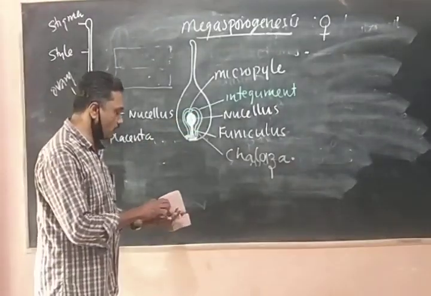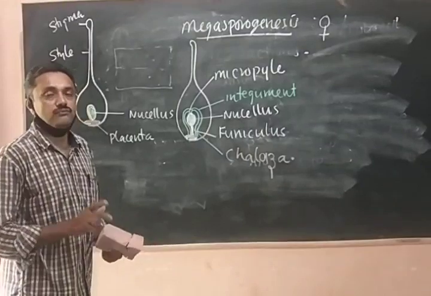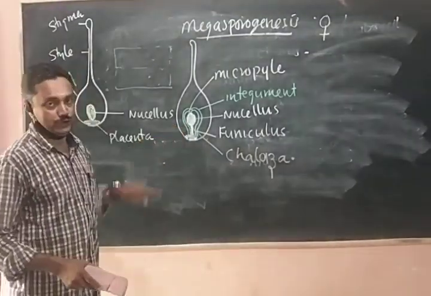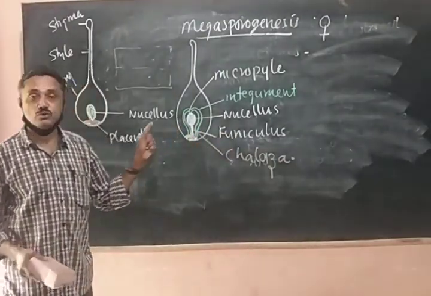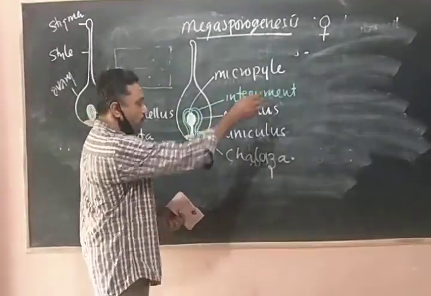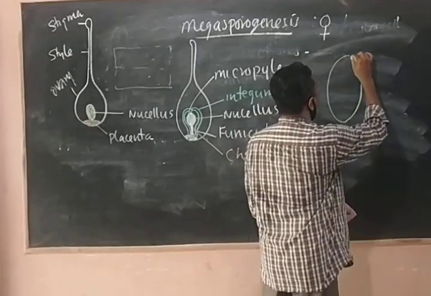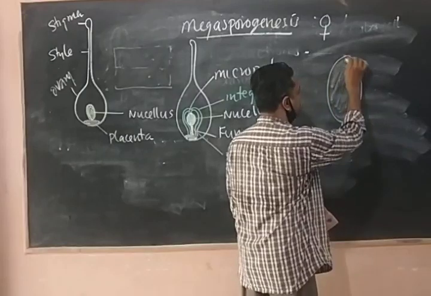This mass of tissue is called the nucellus. Further, the development of the female gamete takes place inside the nucellus, and we will see how the female gametes develop inside the nucellus in the next class. Remember that. I will draw the diagram of the ovule separately. This mass of tissue is called the nucellus.